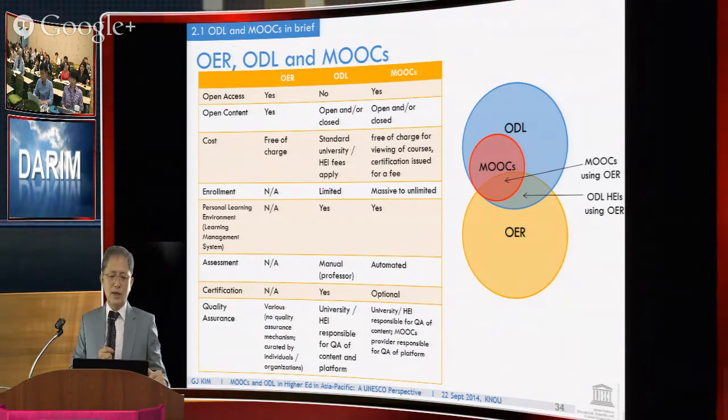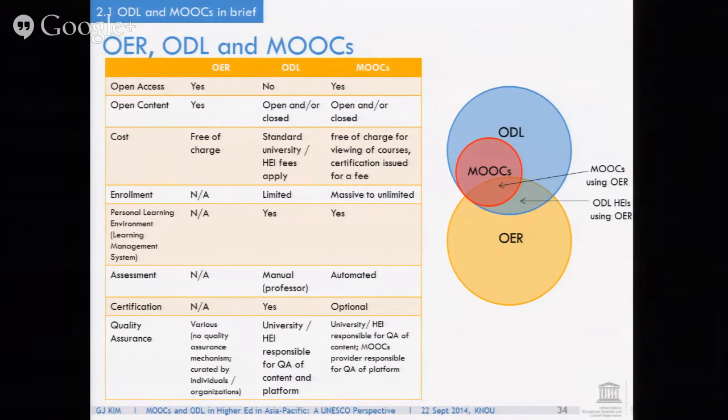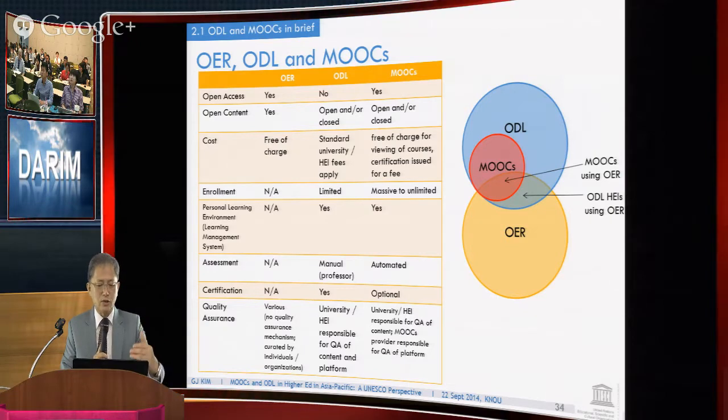When it comes to open access, OER, yes. ODL, no. Think of KNOU. KNOU programs are not open to everybody, right? So the answer is no. MOOCs, yes. Open content, OER, yes. ODL, it could be open or closed. Likewise, MOOCs also. And so on and so forth.